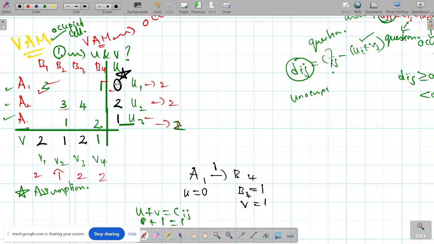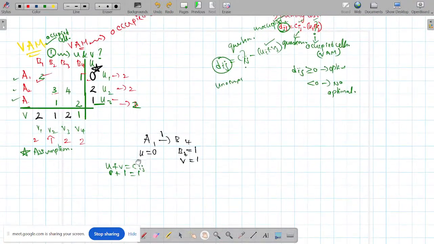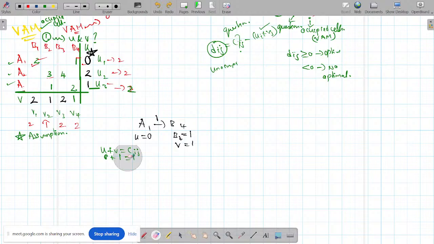See, if you add 2 and 2, you're getting 4, which means the cost is being shared by both the depot and the units. Is it okay till here? So we have done the first table. Our intention in the first table is to find U and V. Is it okay? Shall I proceed? So first table done.